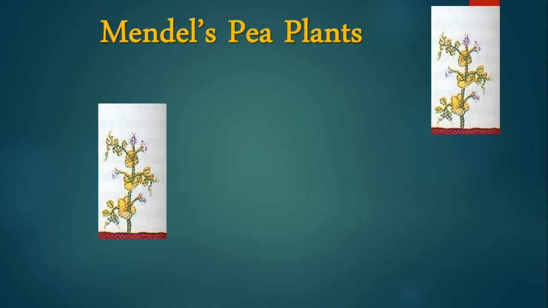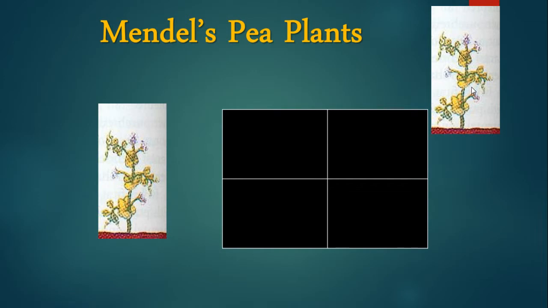Let's look at another problem with Mendel's pea plants. In this case, it appears that we are crossing 2 tall plants. First, we draw our punnett square. Then, this parent is a tall parent, which means in this case it has a homozygous genotype of capital letter, capital letter. We're using the letter D to represent plant height. This parent is also tall, but its genotype is heterozygous, one big D and one little d.